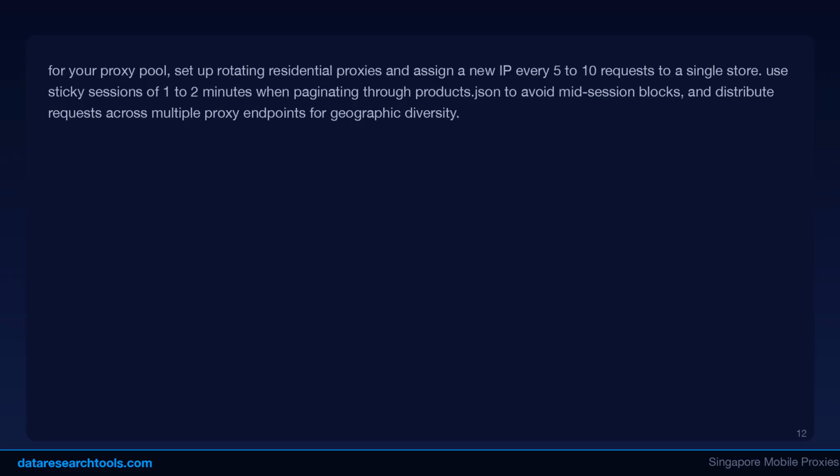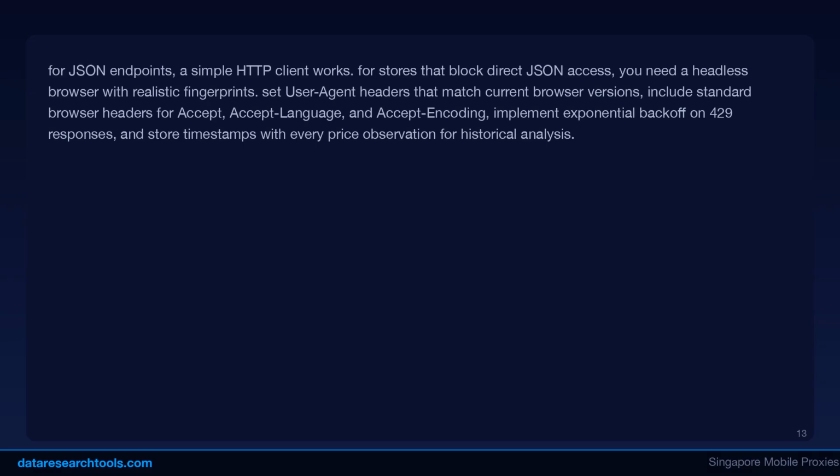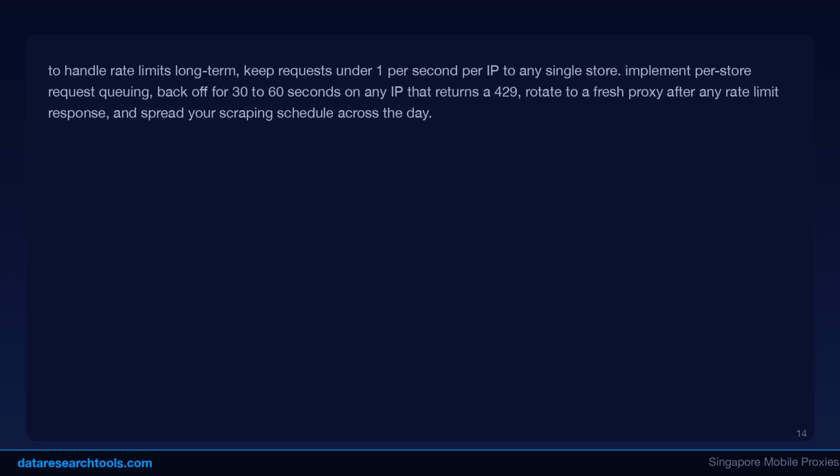For JSON endpoints, a simple HTTP client works. For stores that block direct JSON access, you need a headless browser with realistic fingerprints. Set user agent headers that match current browser versions. Include standard browser headers for accept language and accept encoding. Implement exponential backoff on 429 responses, and store timestamps with every price observation for historical analysis.